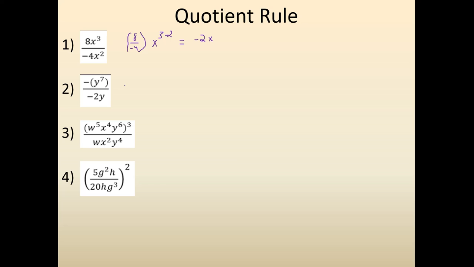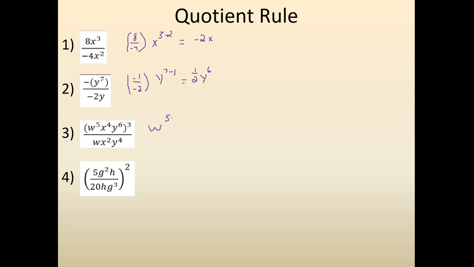Going here, the coefficient is going to be negative 1 divided by negative 2. And then we're going to end up having y to the 7th minus 1. So this is going to leave me with 1/2 y to the 6th, or you can write it as y to the 6th divided by 2. Same thing.